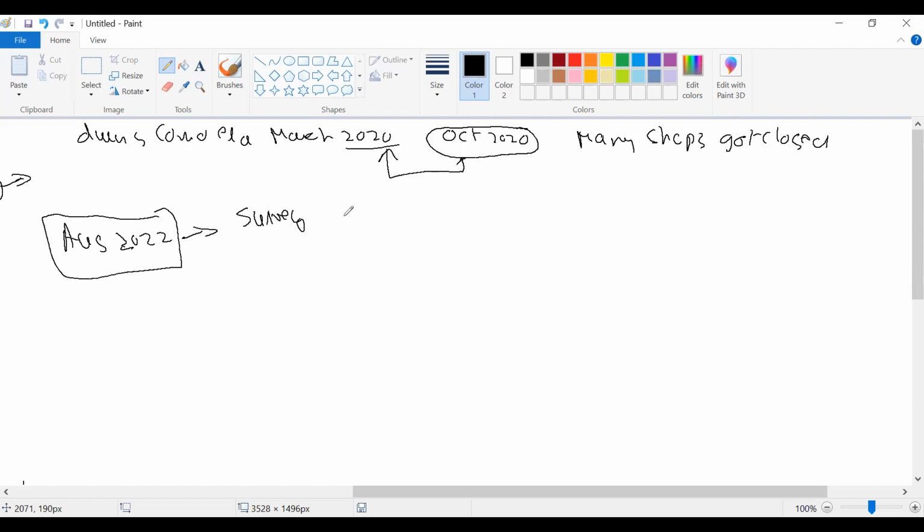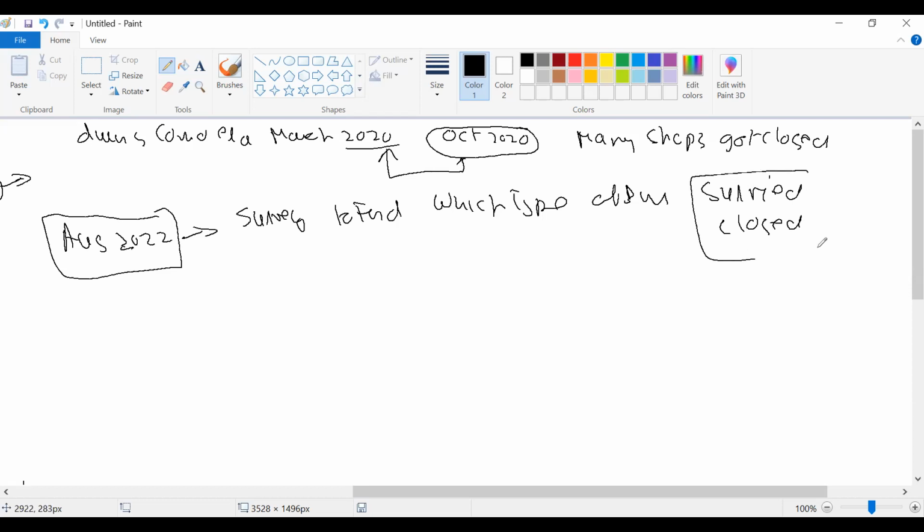You are trying to do a survey to find which type of businesses survived and which got closed. कौन से बच गए, कौन से बंद हो गए? Suppose you want to open a restaurant. Not all the restaurants got closed. बहुत से restaurant तो फिर भी बच गए.